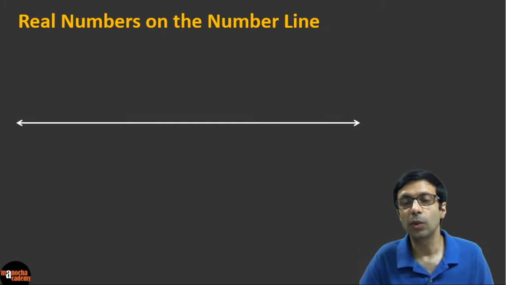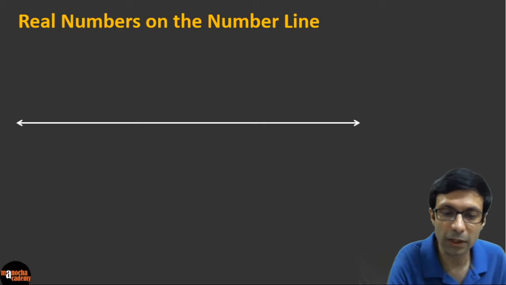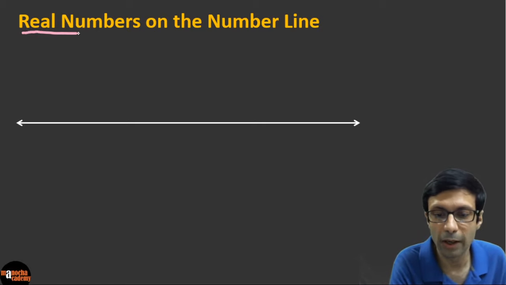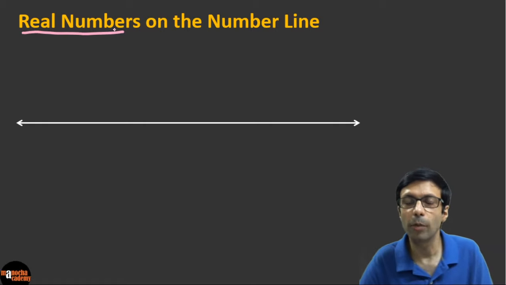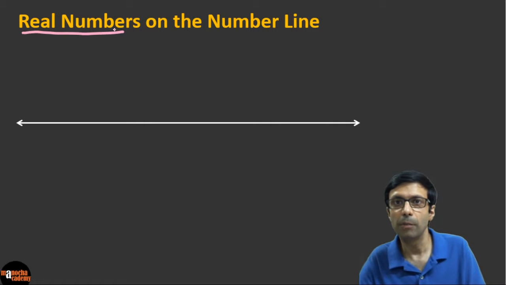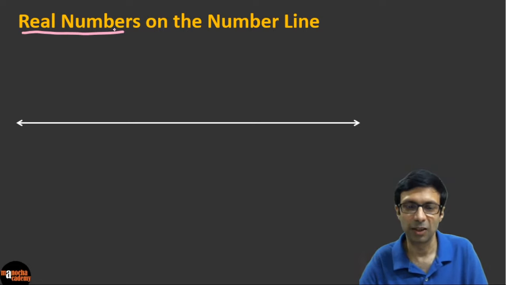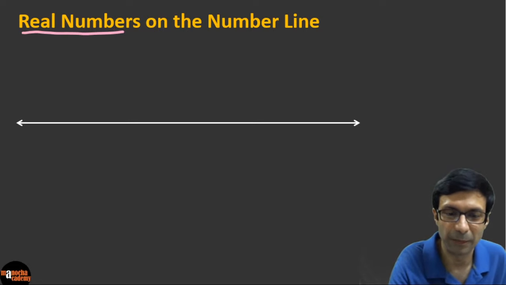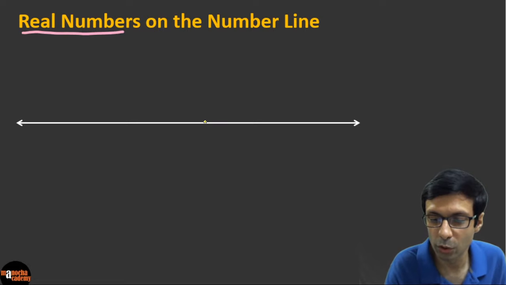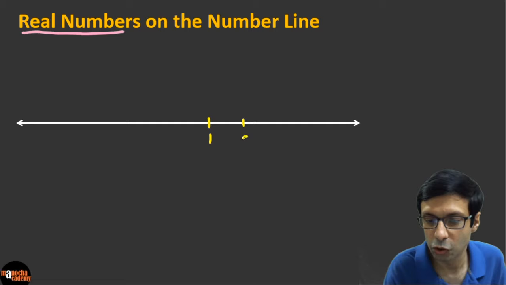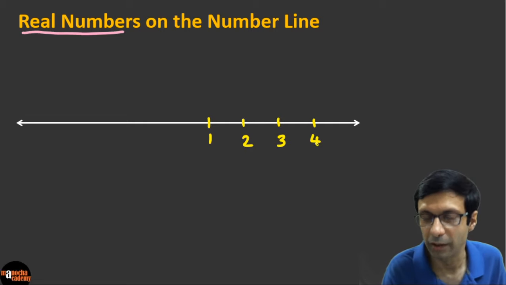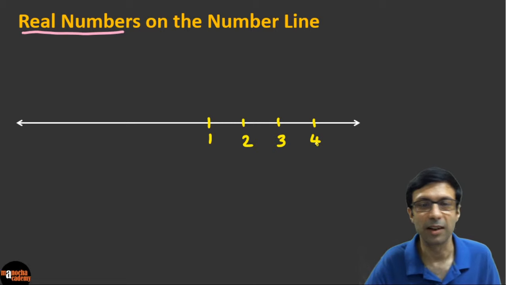So let's see. So let's start with the topic. So you must have heard of this term. It's called real numbers, right? So we're going to talk about what are real numbers. Real numbers are those numbers that can be represented on a number line. So let's start with an example. So I'm sure you know that these counting numbers like 1, 2, 3, 4, and so on. These can be represented on the number line.